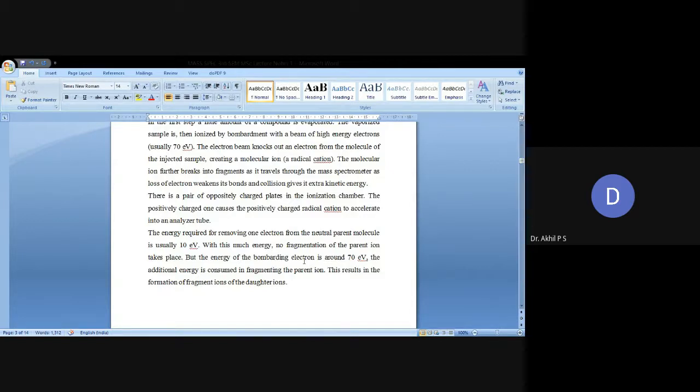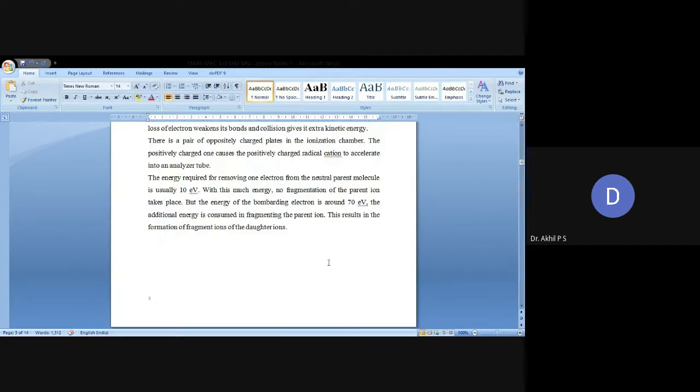The energy required for removing one electron from the neutral parent molecule is usually 10 electron volts. With this much energy, no fragmentation of the parent ion takes place. But the energy of the bombarding electron is around 70 electron volts. The additional energy is consumed in fragmenting the parent ion. This results in the formation of fragment ions or daughter ions.